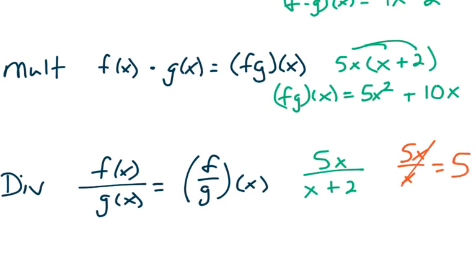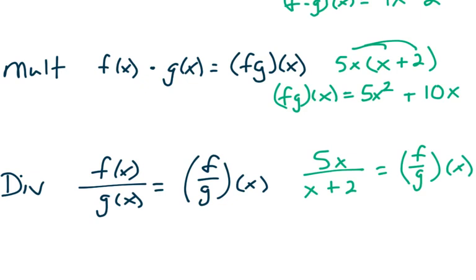But really, that isn't too complicated of a process. If you can simplify it, do it. But if you can't, don't worry about simplifying it any farther. If you can't, just do as much as you can. Okay, so that's f over g of x.